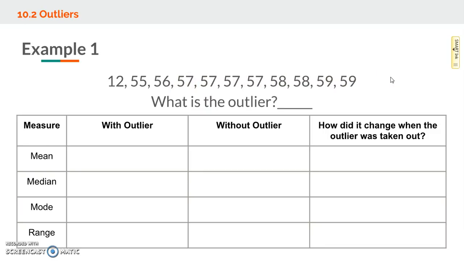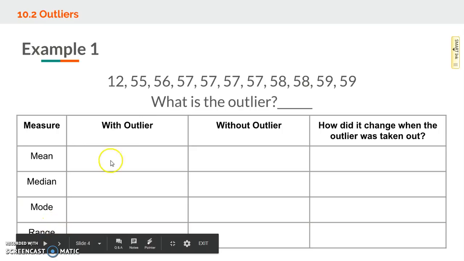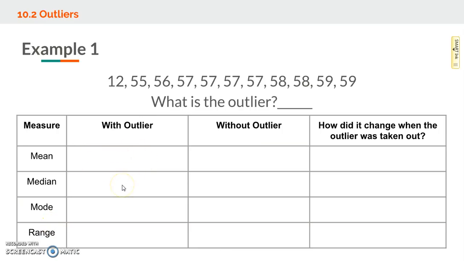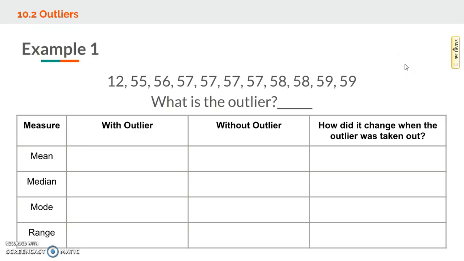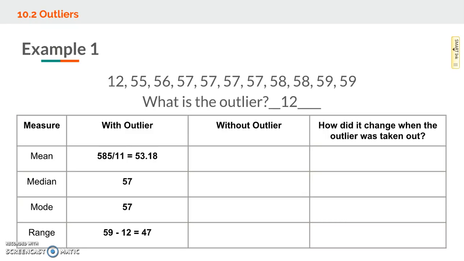11 numbers. All right, so let's identify what the outlier is. The outlier would be a number that is much greater than or much less than the rest, which in this case would be 12. All right, so here's what we're going to do with this information. We are going to find our 4 measures, our central tendencies, with the outlier in our data, and then we're going to take that 12 out of the data and find our 4 central tendencies for that, and then look at, okay, what happened? What kind of change took place? All right, so here we go. Let's start filling in. Again, feel free to pause as we go through.